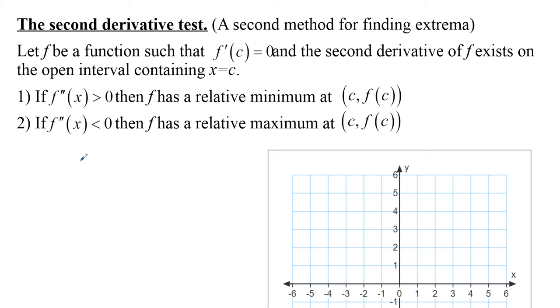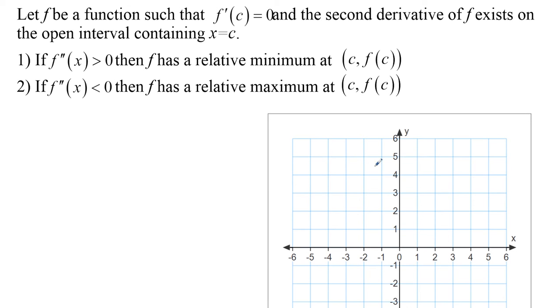So basically what that's saying as far as the graph goes is, let's say you find this point right here, this is my c, and you find that f prime of c is equal to 0. If you find that over this interval f double prime of x is greater than 0, you can say, okay, that's an extrema, and because it's concave up, this has to be a relative minimum.